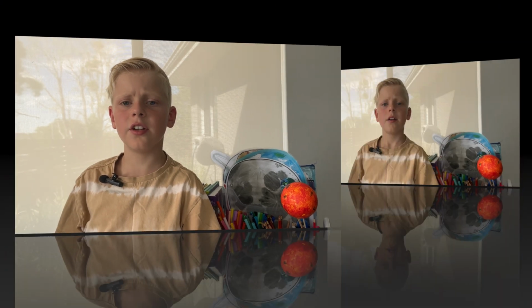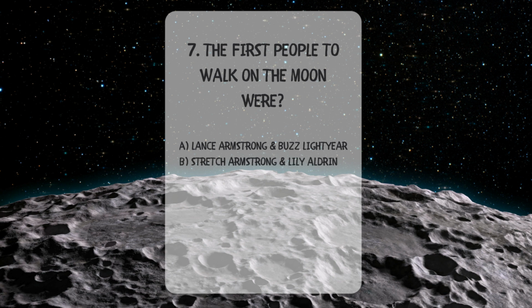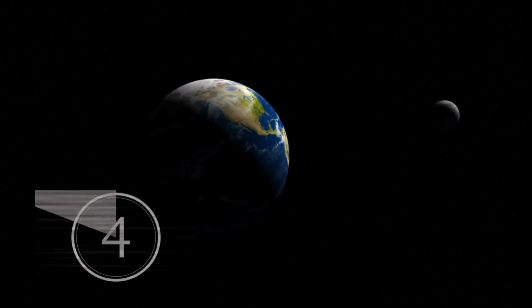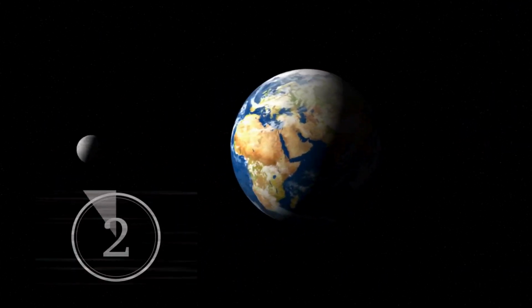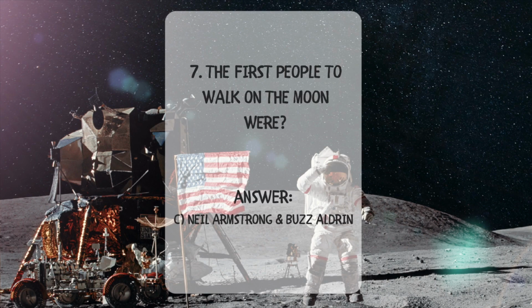Speaking of people on the moon, here's the last question. Question number 7. The first people to walk on the moon were A. Lance Armstrong and Buzz Lightyear. B. Stretch Armstrong and Willie Aldrin. C. Neil Armstrong and Buzz Aldrin. D. Neil Skywalker and Buzz Anakin. And the answer is C. Neil Armstrong and Buzz Aldrin.